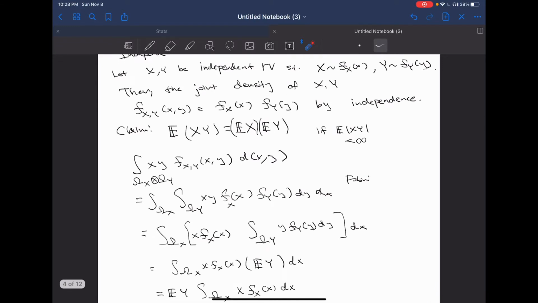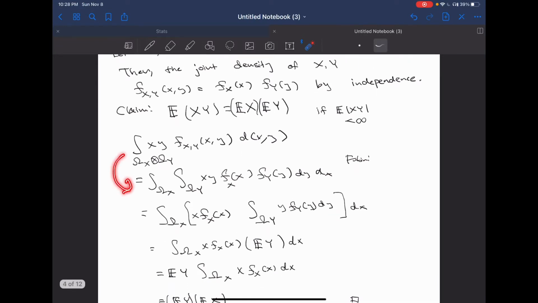And because Fubini's theorem is satisfied, we can express this integral as the integral over the space of x, the integral over all the possible values of y, of xy times f of x times f of y dy dx. We used the factorization theorem of independence over here. Note that the integration variable is with respect to y. So x here and f of x here are both constants with respect to y, so we can factor them out like we did over here.